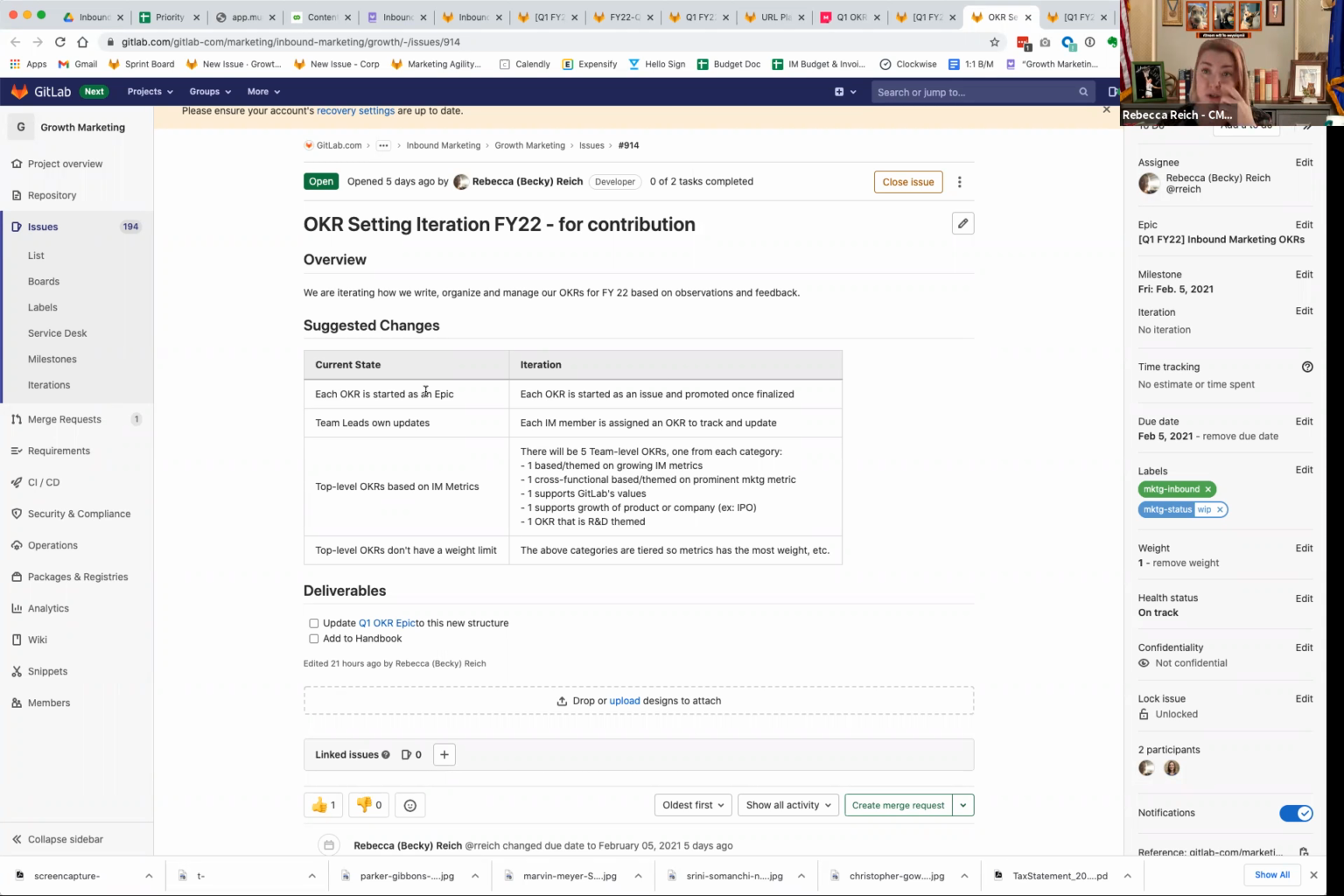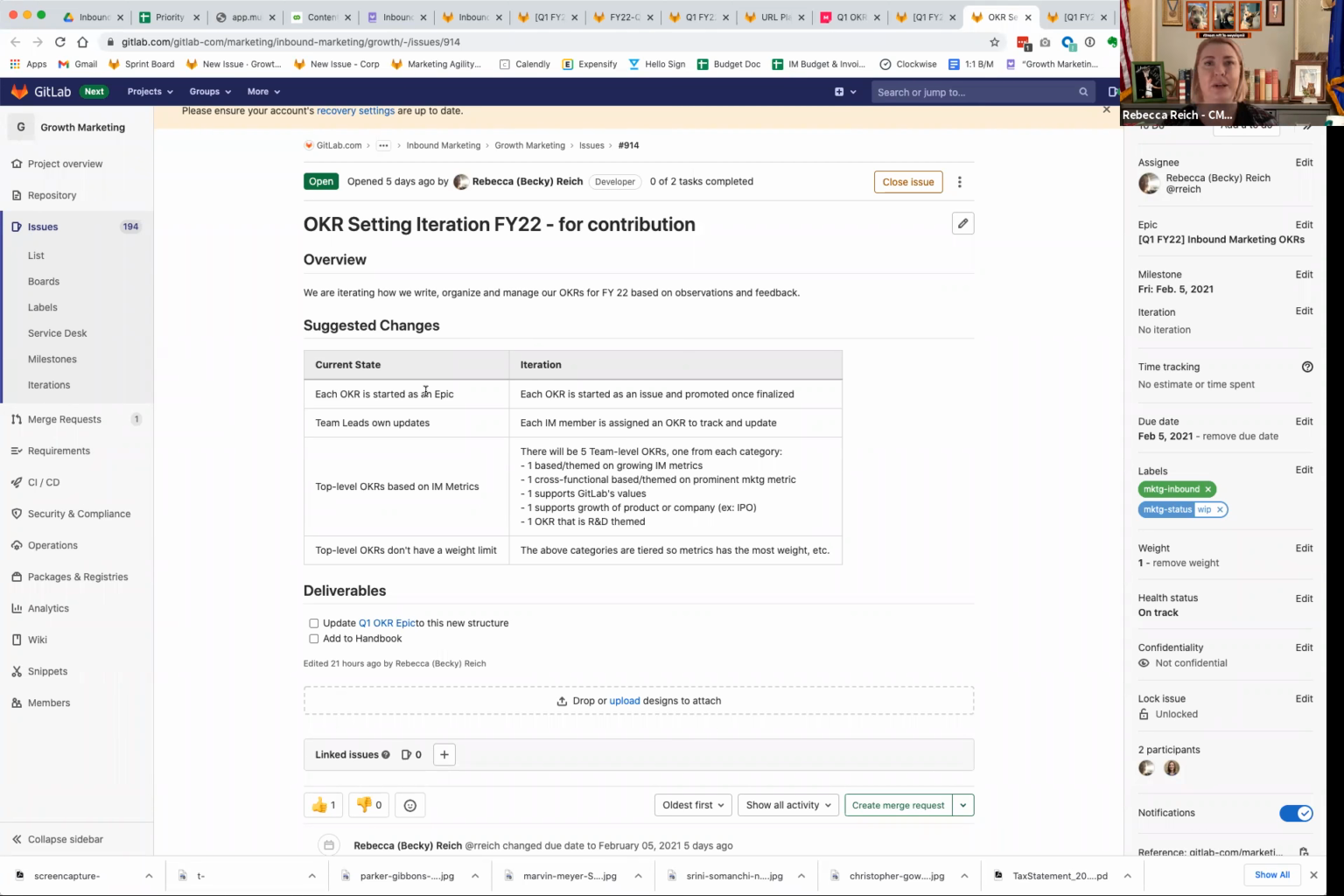Team leads own their own updates, which was the current state. The proposed iteration, which we're going to try out this time, is each member on IM will be assigned an OKR to track and update. This means that it won't be me, Michael, Bree, Rebecca, Erica, and Shane updating all of the various different OKRs. It will be individual team members.